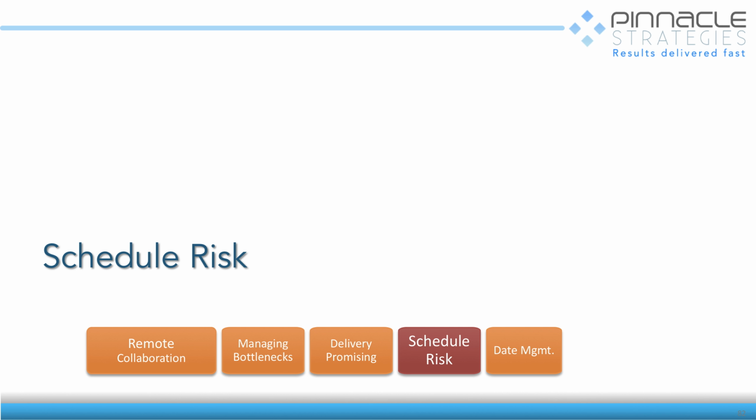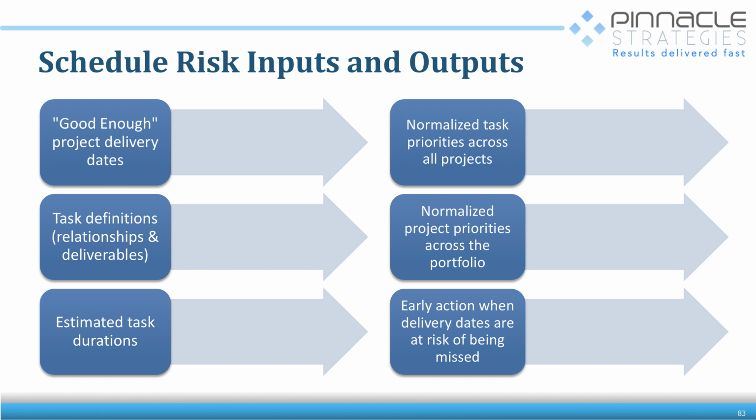Now, schedule risk is the next level of thinking in terms of how do I manage time. Now, what we're looking for is the output of this, right, is we get normalized task priorities across all projects.